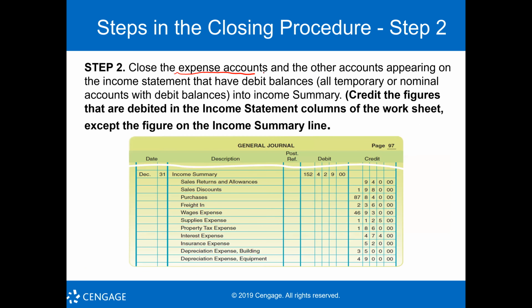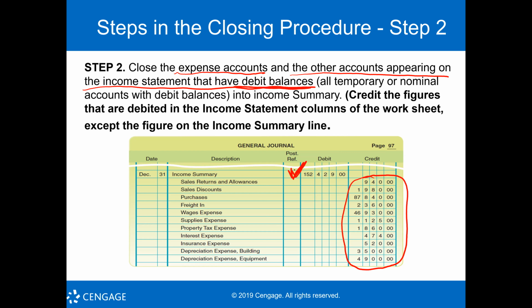Step 2, close all the expense accounts, but now we're expanding on that a little bit, and we're going to say, and the other accounts appearing in the income statement that have debit balances, right? So we list all these accounts that have normal debit balances. To close them out, to zero them out, we're going to credit them. So sales returns and allowances, sales discounts, purchases, freight in, and then all of these other expenses. And then whatever that amounts to is what we're going to debit to income summary.